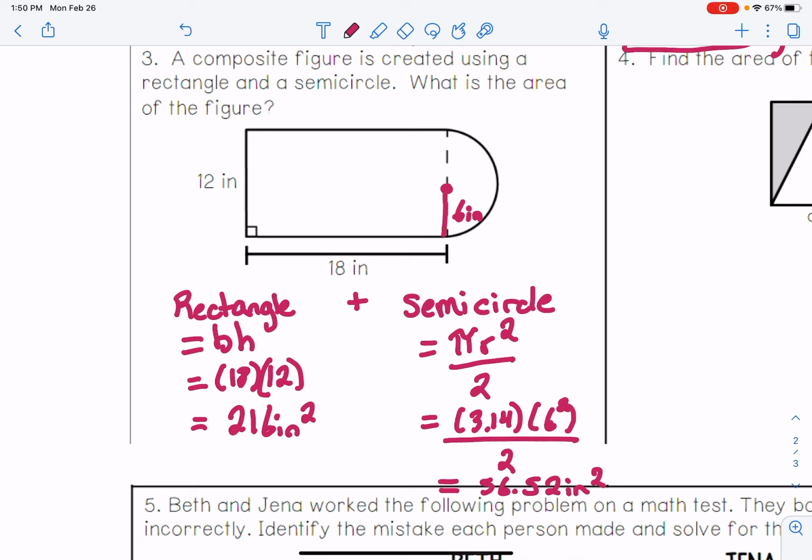To finish up the problem, we need to add them together. So we're going to do 216 plus 56.52, and that gives me my overall answer of 272.52 inches squared for the area of the figure in number 3.